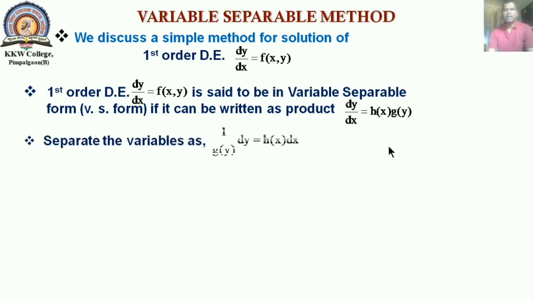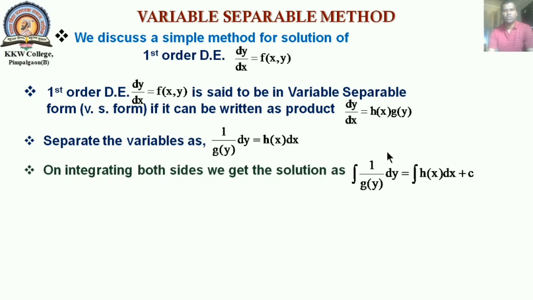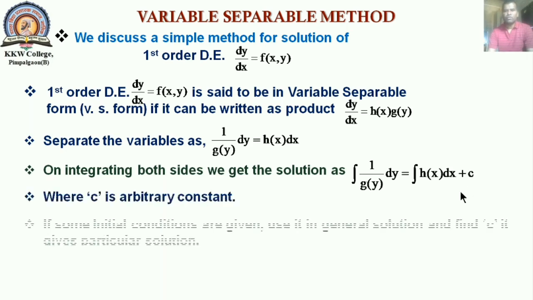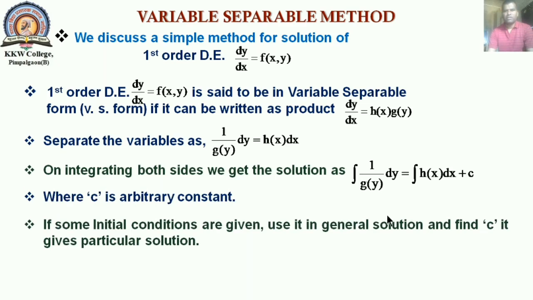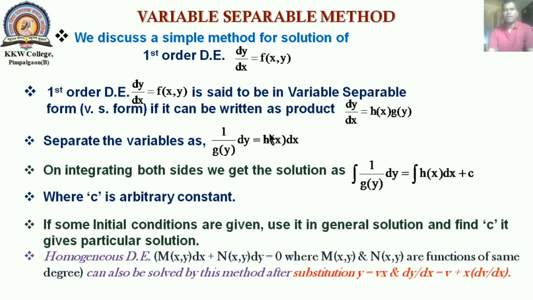After separating and integrating, we'll get the general solution of the differential equation involving the arbitrary constant c. By using the initial condition or given condition, you can find the value of constant c. We get the particular solution of the differential equation dy by dx is equal to f of x, y.